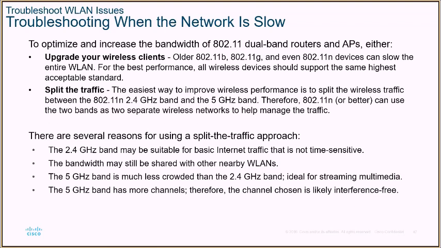So there are several reasons for the split traffic approach. The 2.4 band may be suitable for basic internet traffic that is not time sensitive, a bandwidth that may still be shared with other nearby wireless LANs. 5 gigahertz is much less crowded than 2.4, so it works better for streaming media. The 5 gigahertz band has more channels, therefore the channel chosen is likely interference-free.